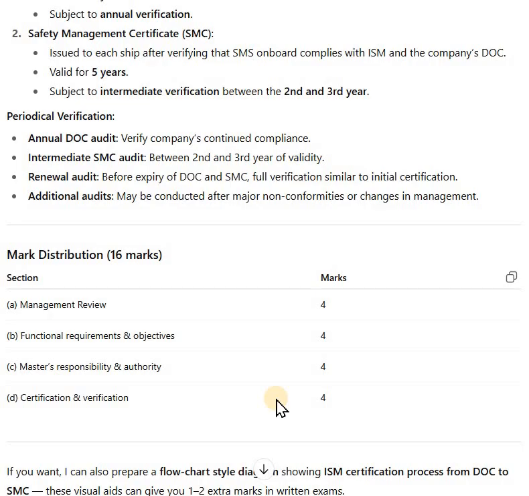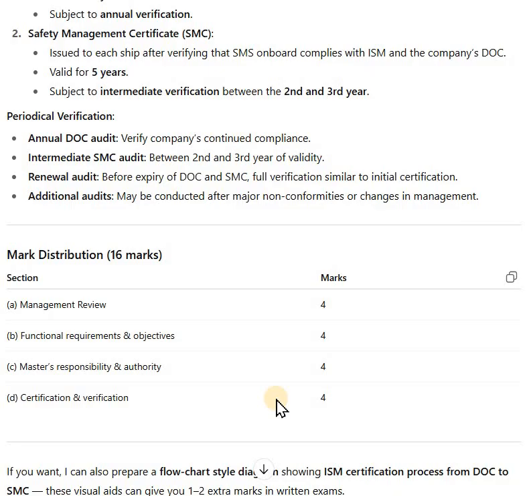Intermediate SMC audit between the second and third year of validity. Renewal audit before expiry of the DOC and SMC, a full verification similar to the initial certification. An additional audit may be conducted after a major non-conformity or changes in the management.